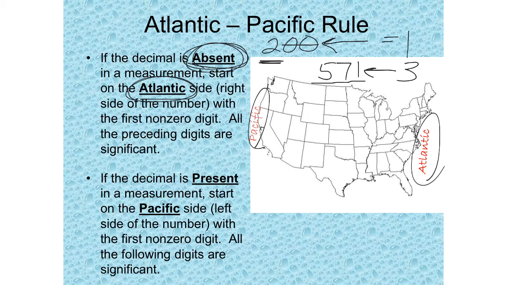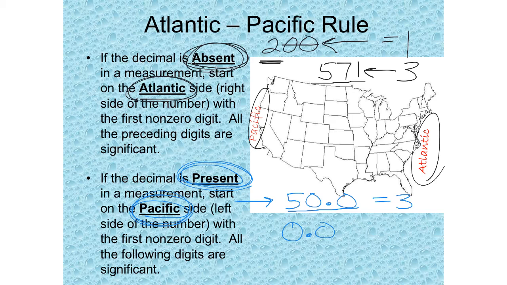All right, if the decimal is present, then we approach it from the Pacific side. Again, starting with the first thing that's not a 0. So let's say we had 50.0. Decimal's present, so we come from the Pacific side, the left-hand side. We start counting with the 5 and then everything afterwards, so that gives us 3 significant figures.